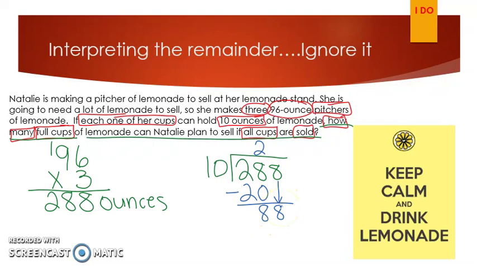And we're going to ask ourselves, how many times does 10 go into 88? The answer is 8 times because 10 times 8 is equal to 80. We're going to subtract and we're going to get a remainder of 8. And if we want to know the number of full cups, we're going to ignore this remainder because that means it's only part of a 10-ounce cup. And we need full cups. So Natalie is going to sell 28 full cups of lemonade at her stand.